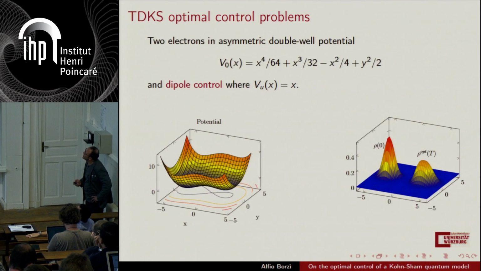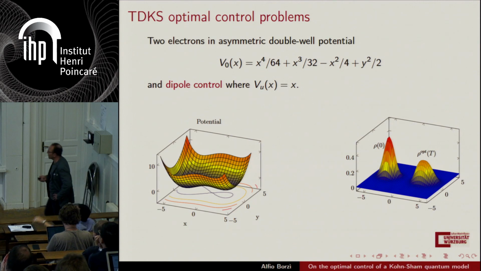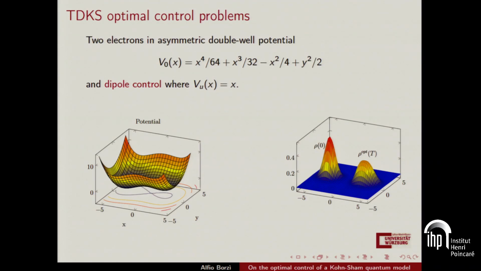Anyway, so let me start the issue of control. Suppose, for example, you have 2 electrons in this potential, which is asymmetric. So there is a lower bump and a higher bump. So the ground state would be in the lowest band.